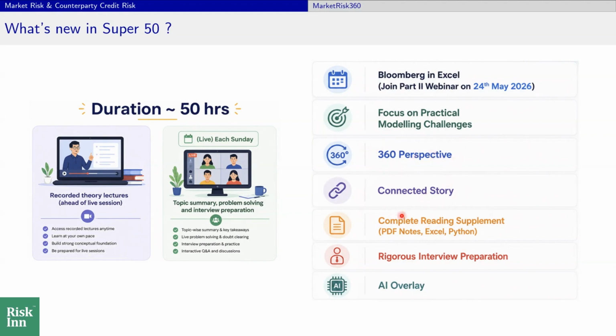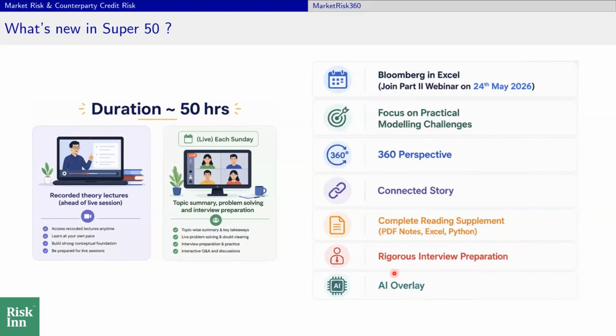One connected story basically means that we will stick with the same diversified portfolio from the beginning to the end. Every single function that we'll talk about and calculations that we'll see is connected to that same portfolio, right? So there is no disconnect in the concepts that you'll see from end to end. This time you'll get PDF notes, preparation material, Excel files, and Python files as well for each and every topic. So this is to help you review everything and prepare for interviews.